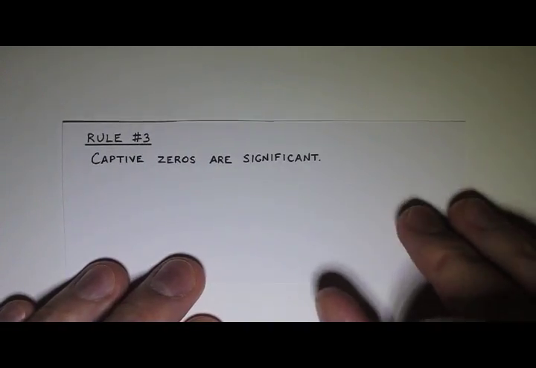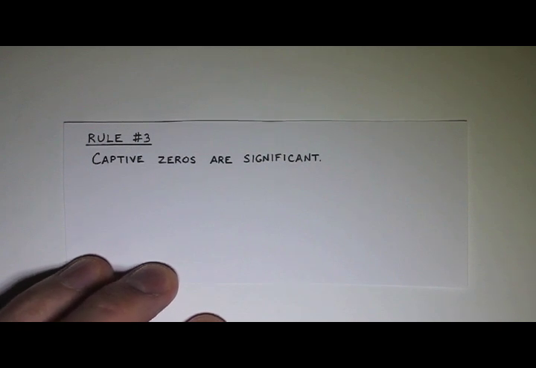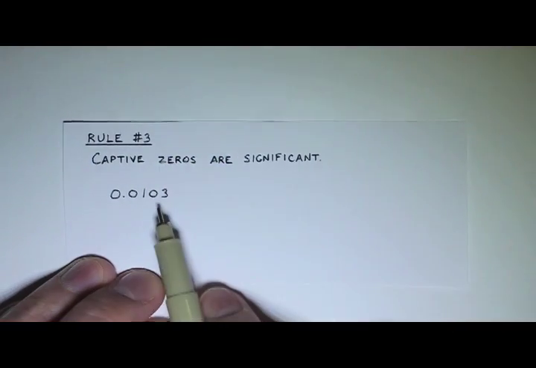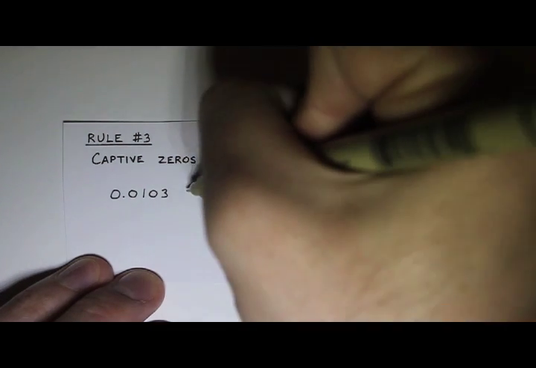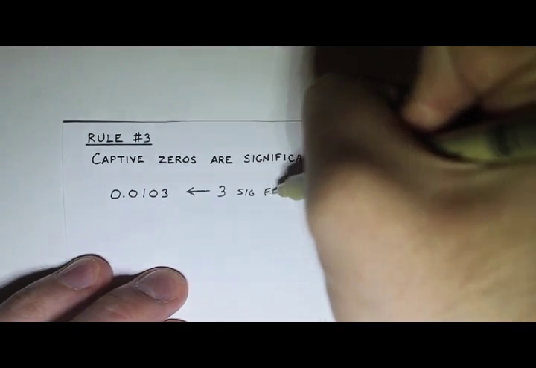That's rule number 3. Captive zeros are significant. A captive zero is one that's sandwiched in between non-zero numbers. So that number that we saw before, 0.0103, that 0 is significant. So I would say that this has 3 sig figs.